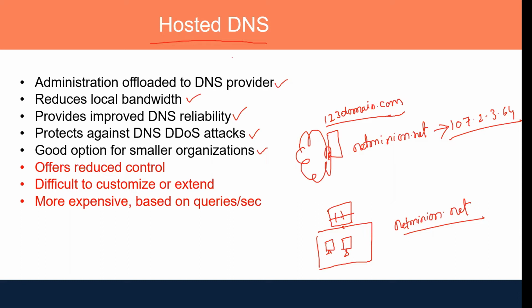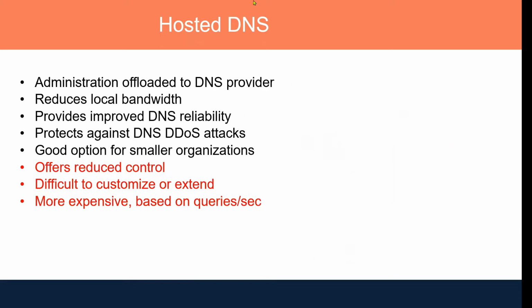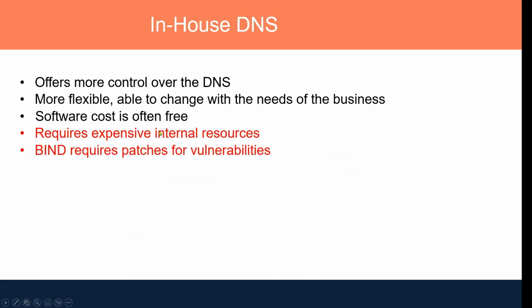Okay, what could be another type of DNS service? This is the hosted DNS service, which is over the cloud. The next type of DNS service you can choose is in-house DNS, which is known as on-premises as well, which would offer you more control over the DNS services, and it's more flexible. You can customize the DNS services as per business requirements, and you just have to pay for software. Mostly DNS software is free if it is Linux based. There is a BIND server on Linux which is usually free.